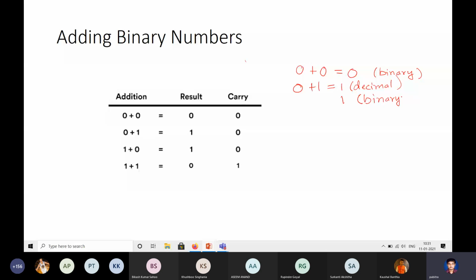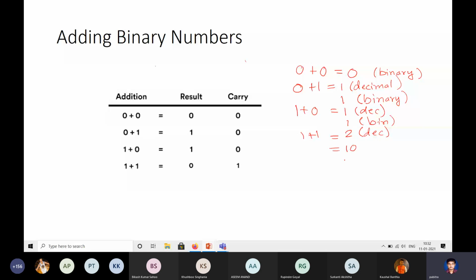Okay. So what I will do is let me do it like this. What is 1 plus 0? 1 plus 0 is 1 in decimal again and 1 in binary again. What is 1 plus 1? It is 2 in decimal. And what is it in binary? It's 1 0 in binary. Okay, so you need two binary digits. You cannot represent 1 plus 1 using a single binary digit.